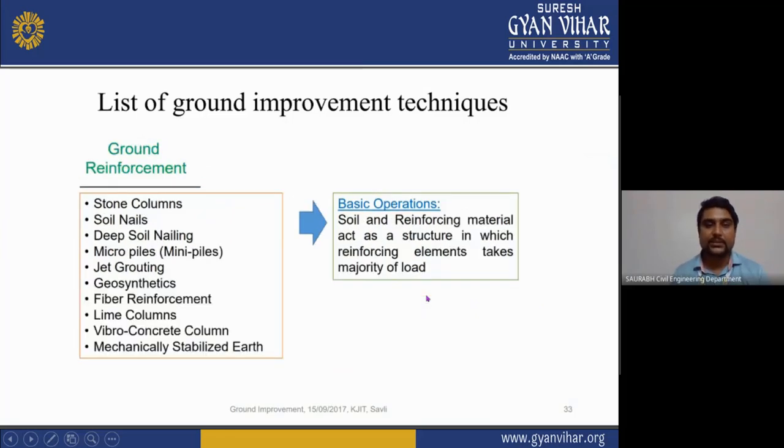As you can see, there are also some methods by stone columns, stone nails, deep soil nailing, micropiles, jet grouting, geosynthetic fiber reinforcement, lime column, vibro concrete column, and mechanically stabilized earth. These are some techniques by which we can improve the soil.